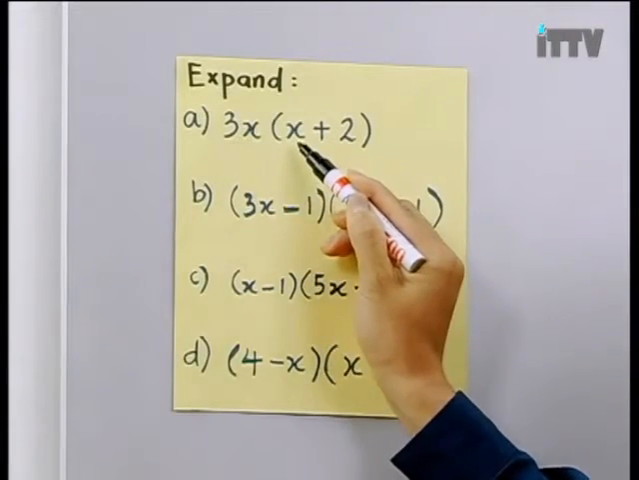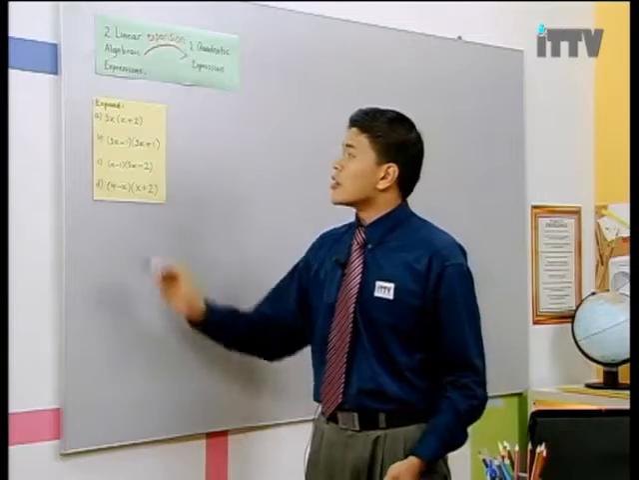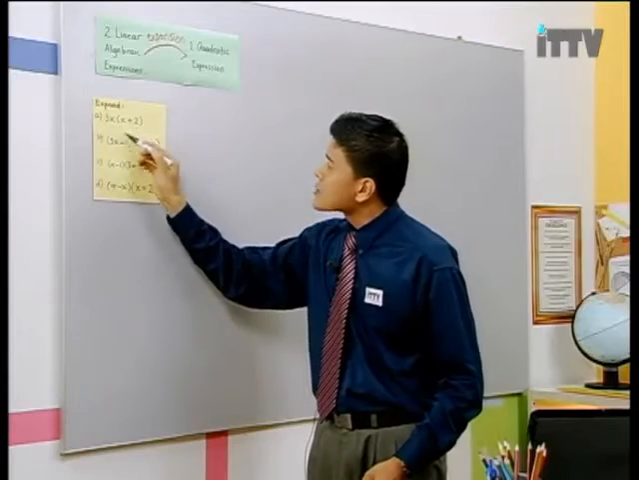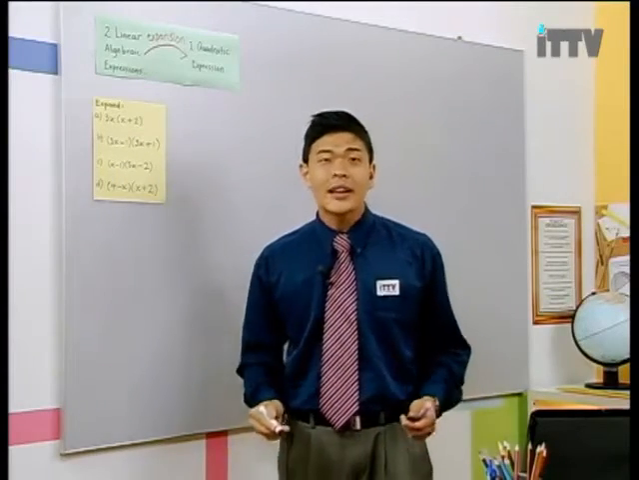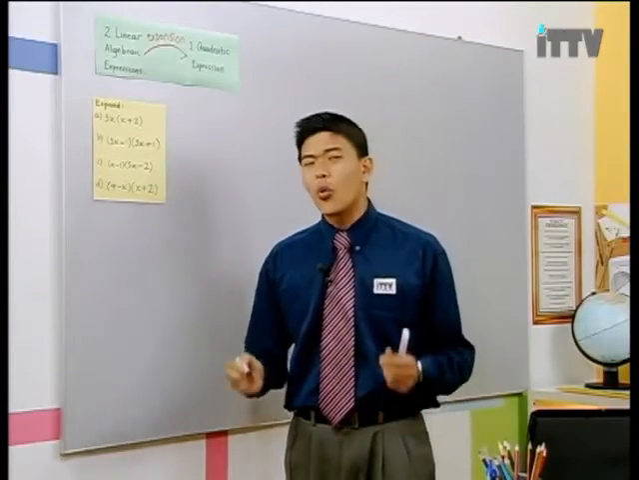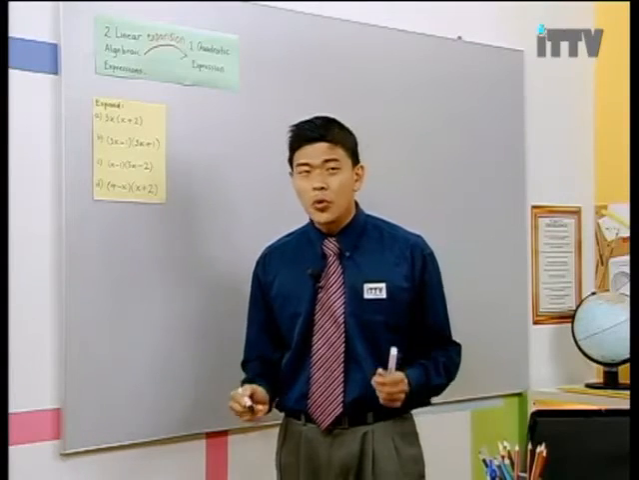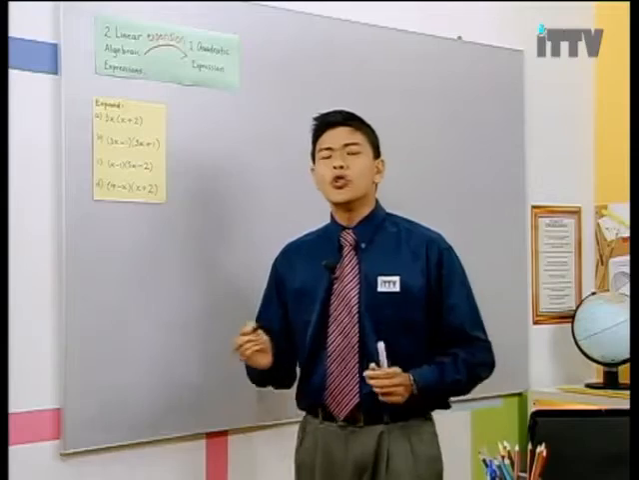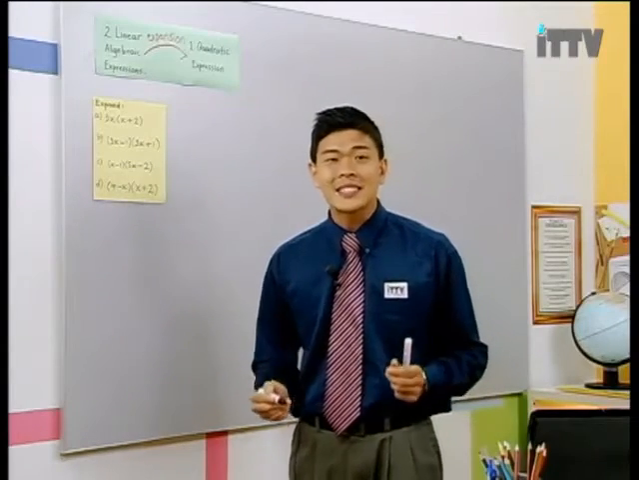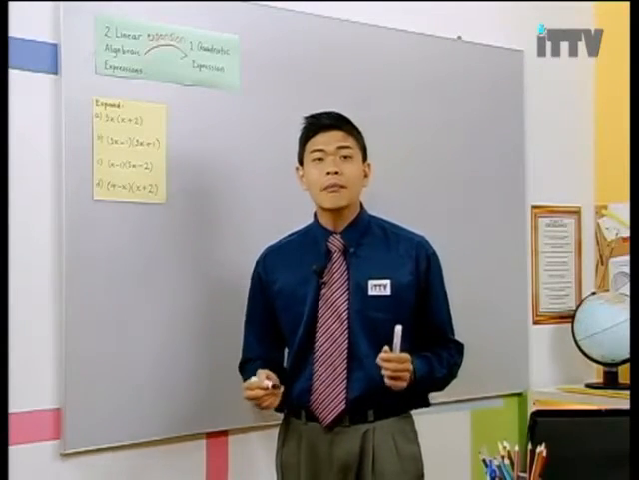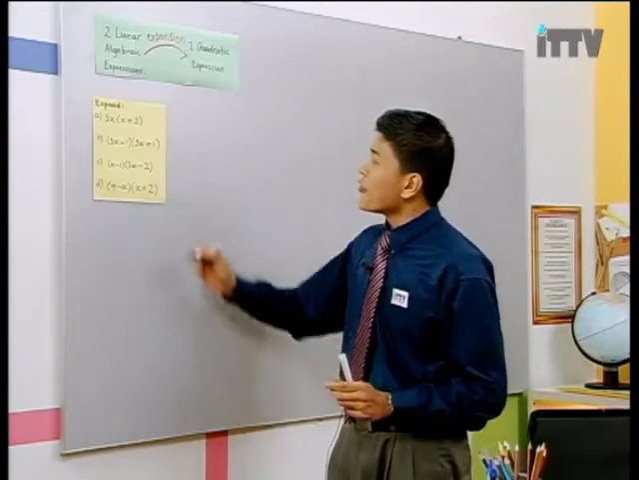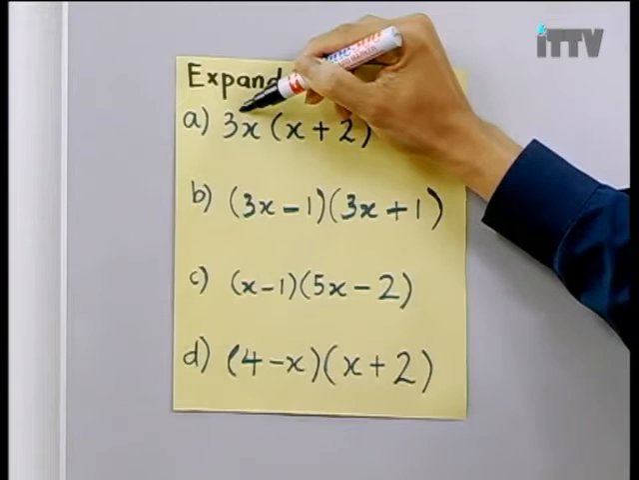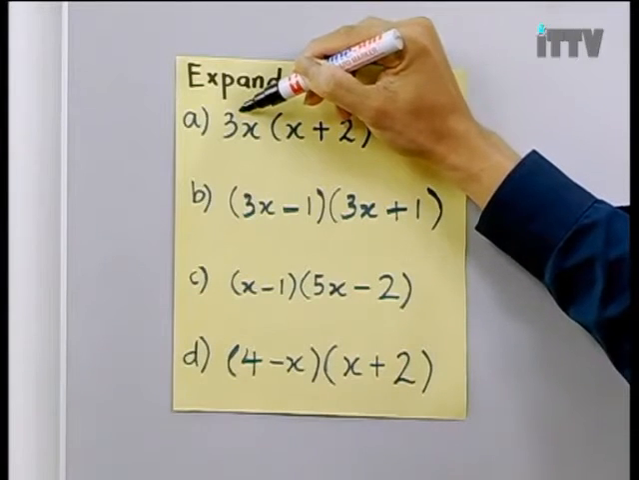3x multiplied by x plus 2. Alright, 3x is one linear expression, x plus 2 is another linear expression. So when we expand them, we will get a quadratic expression. How do you expand? You must expand and multiply step by step, term by term. The first linear expression has to be multiplied with every term in the second expression.